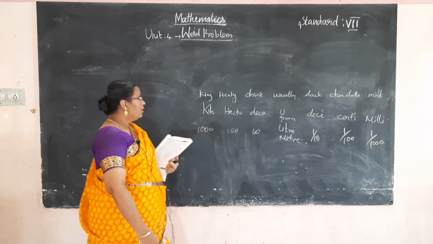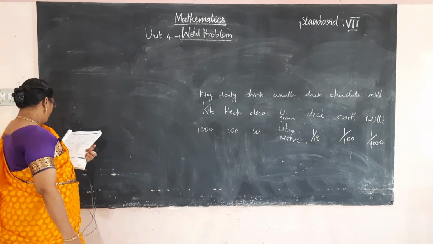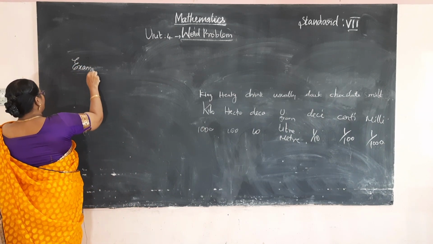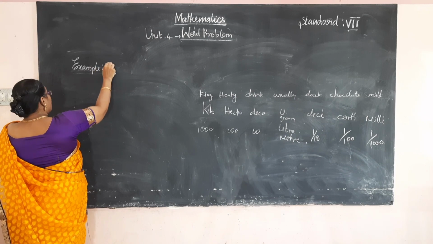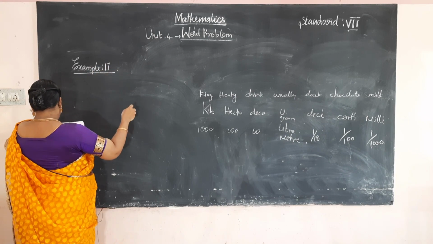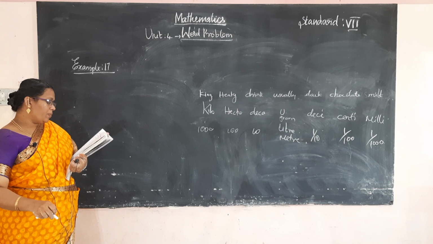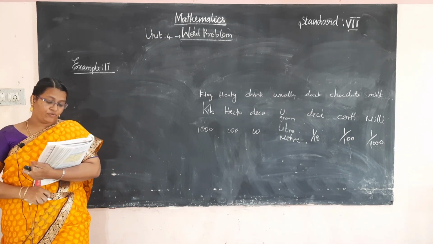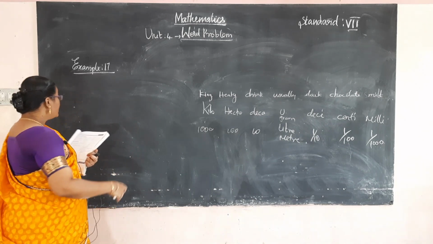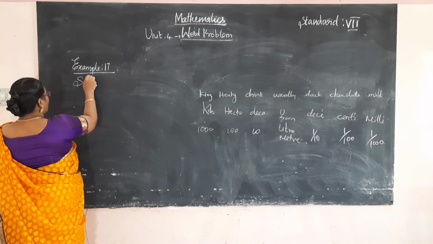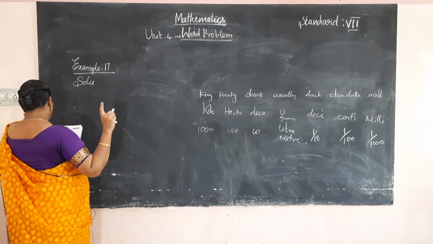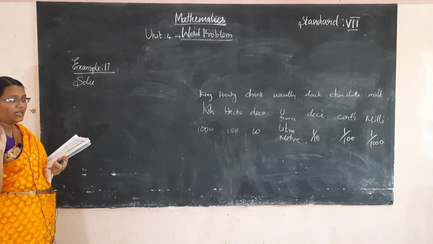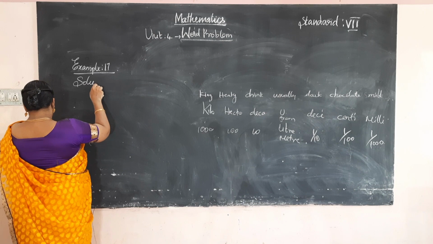Now moving to the word problems. The first example, 17: The price of a book is rupees 105.75. Find the price of 12 such books. In this case, the price of one book is given, so to find the price of 12 books we multiply the given values.